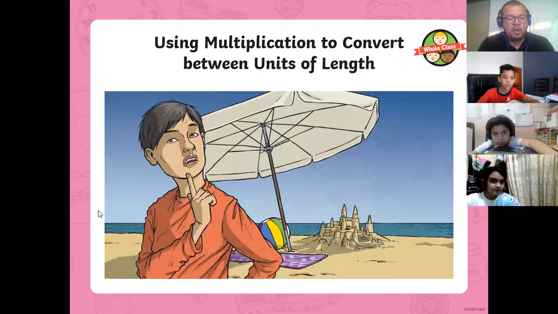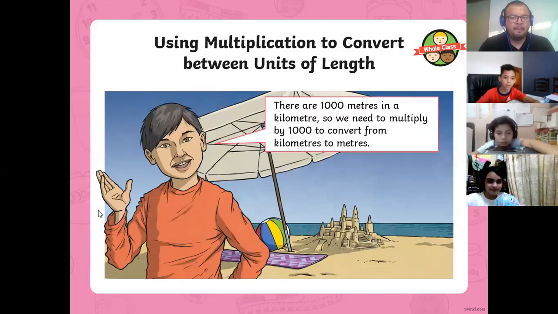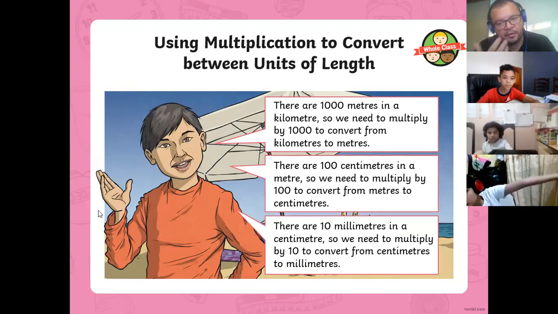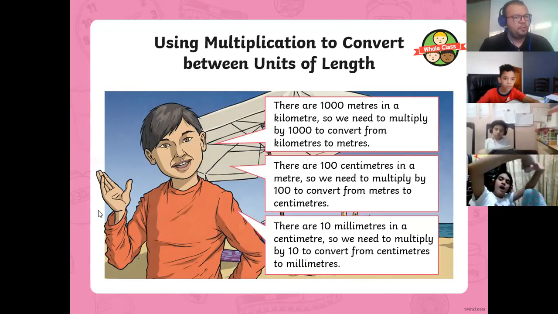Okay. Use multiplication to convert between units of length. There are 1,000 meters in a kilometer. We already know that. So we need to multiply by 1,000 to convert from kilometers to meters. Also, there are 100 centimeters in a meter, so we need to multiply by 100 to convert from meters to centimeters. And there are 10 millimeters in a centimeter, so we need to multiply by 10 to convert from centimeters to millimeters. We already know that, right?